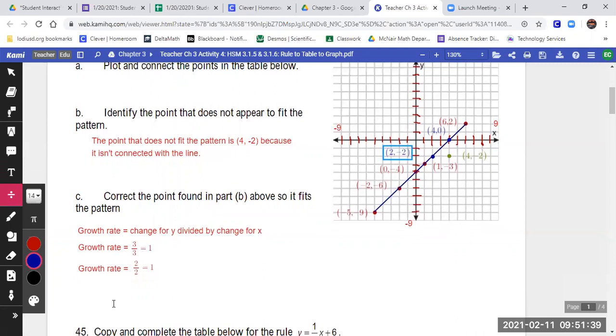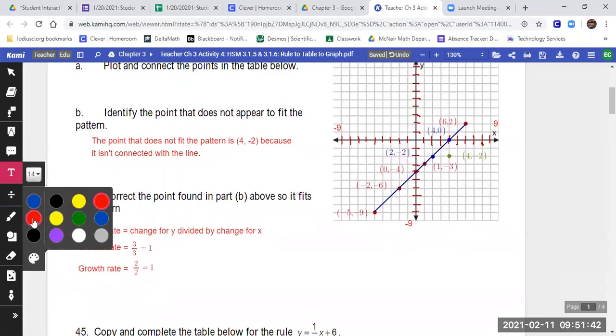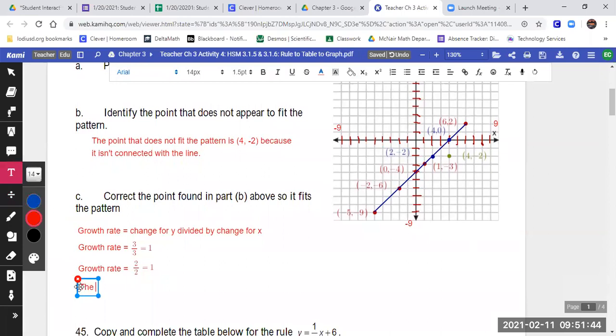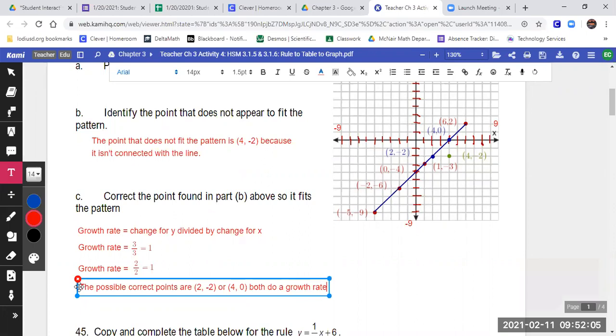Okay. So we now need to state the possible correct points are 2, -2, or 4, 0. Both do a growth rate of 1 and are on the line.